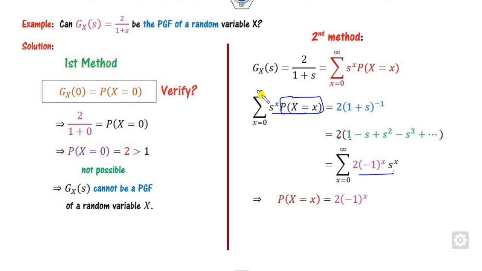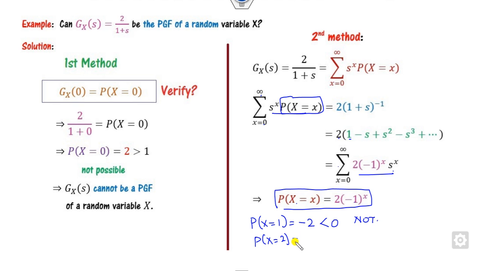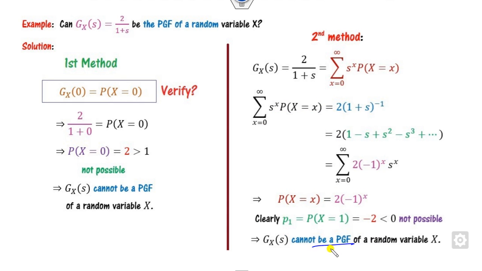You can take the summation common, so this is the value. Now, since this is a probability, take P(X = 1). What is the value for X equal to 1? It's minus 2. Since a probability can't be less than 0, this is not possible. Also, if you take X equal to 2, what is the answer? It's plus 2, which is greater than 1. Again, it is not possible. So this cannot be a PGF.